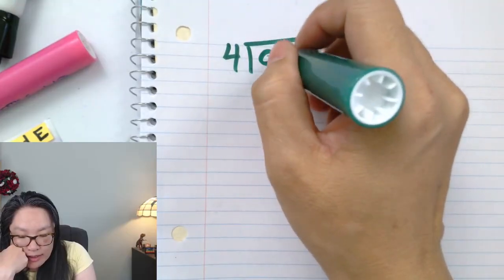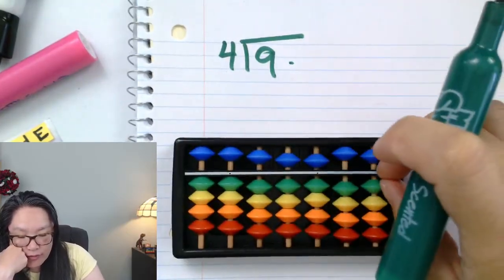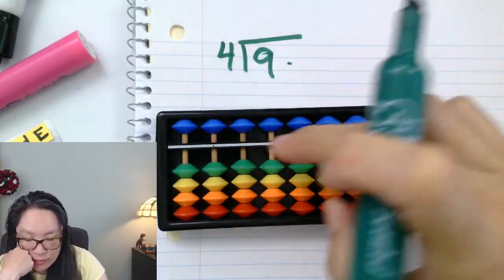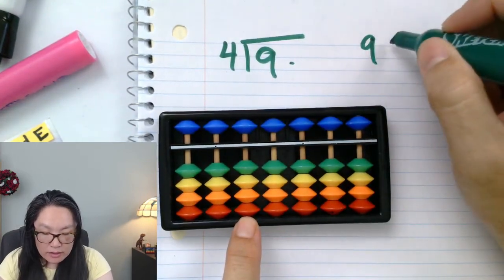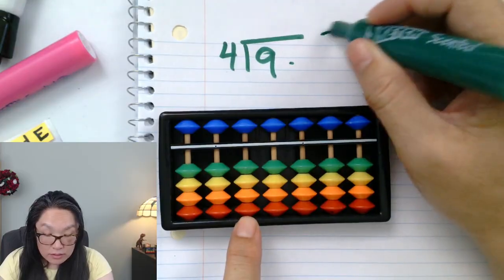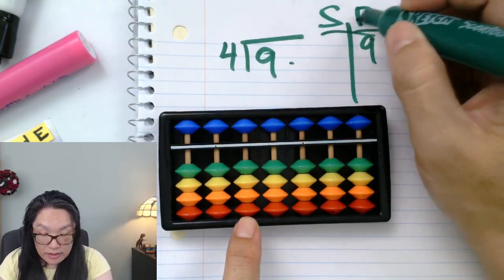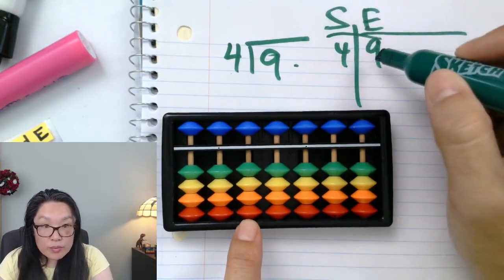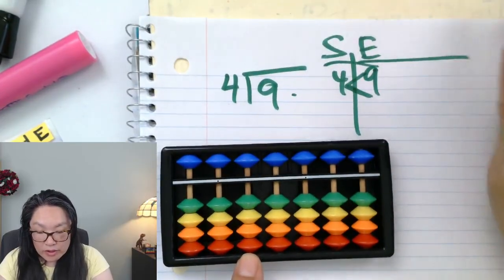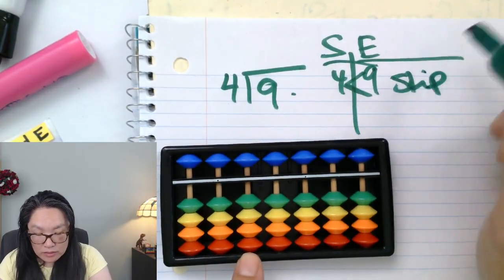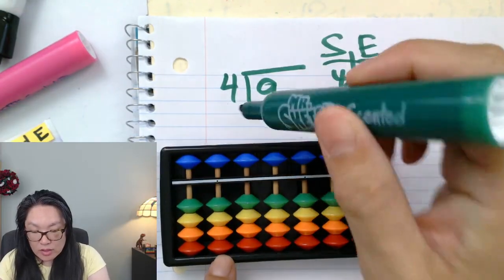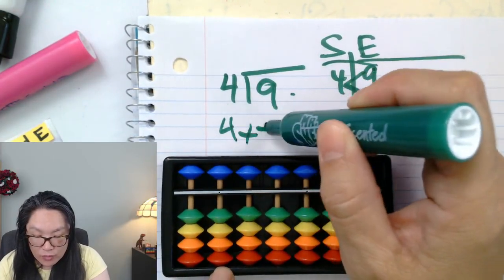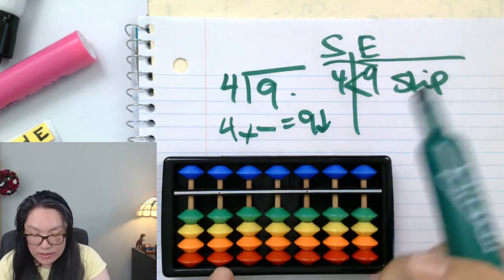4 divided by 9, right? So 4 divided by 9, it's still the same thing. We're going to put our answer here. So if I put our answer here, 9, right? Who's bigger? This is bigger. So we're going to skip one. So we skip this column and we go here. So the question is 4 times what is equal to 9 or less?